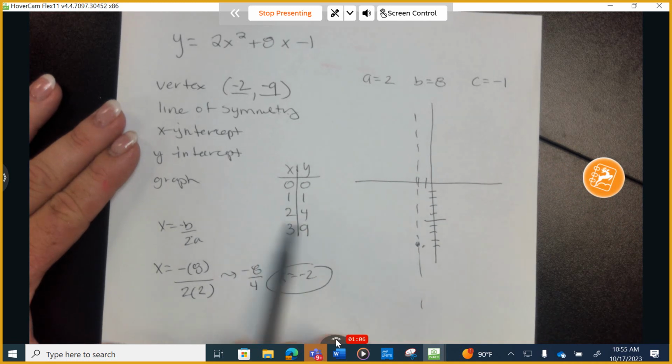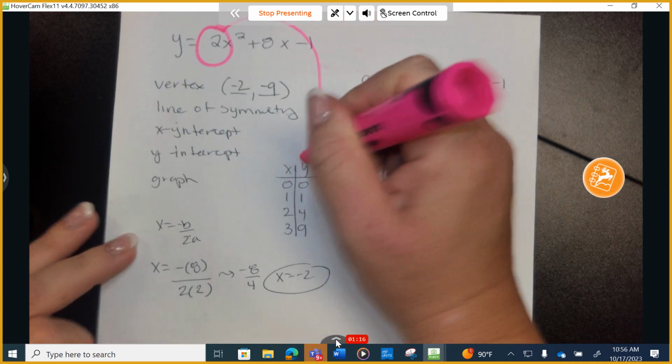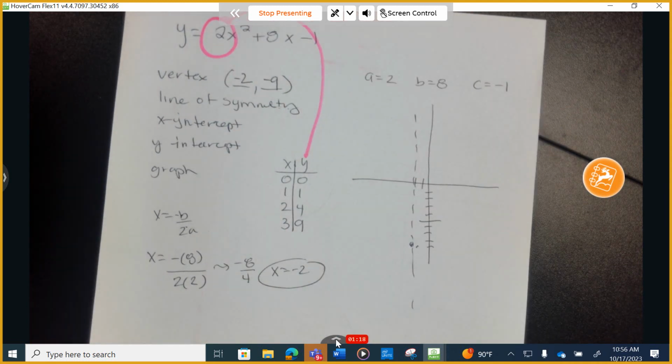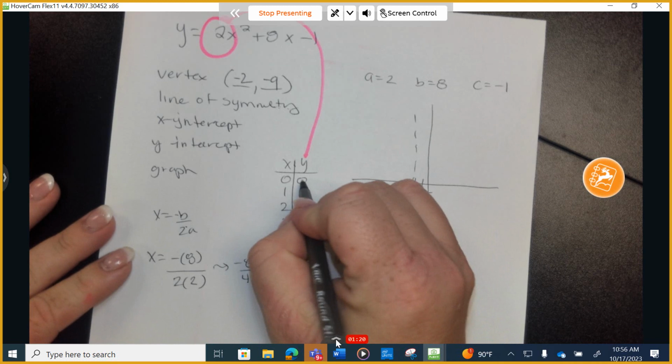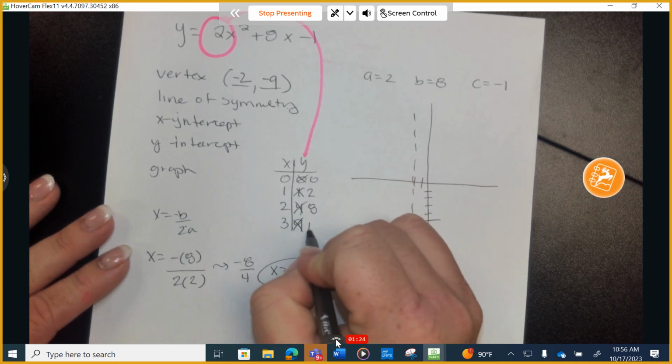Now when I look at this, it's going to be on the board. Can I graph using 0, 0, 1, 1, 2, 4, 3, 9? The answer is no. Why is the answer no? I have to multiply every y by 2. 0 times 2 is 0. 1 times 2, 4 times 2, 9 times 2.